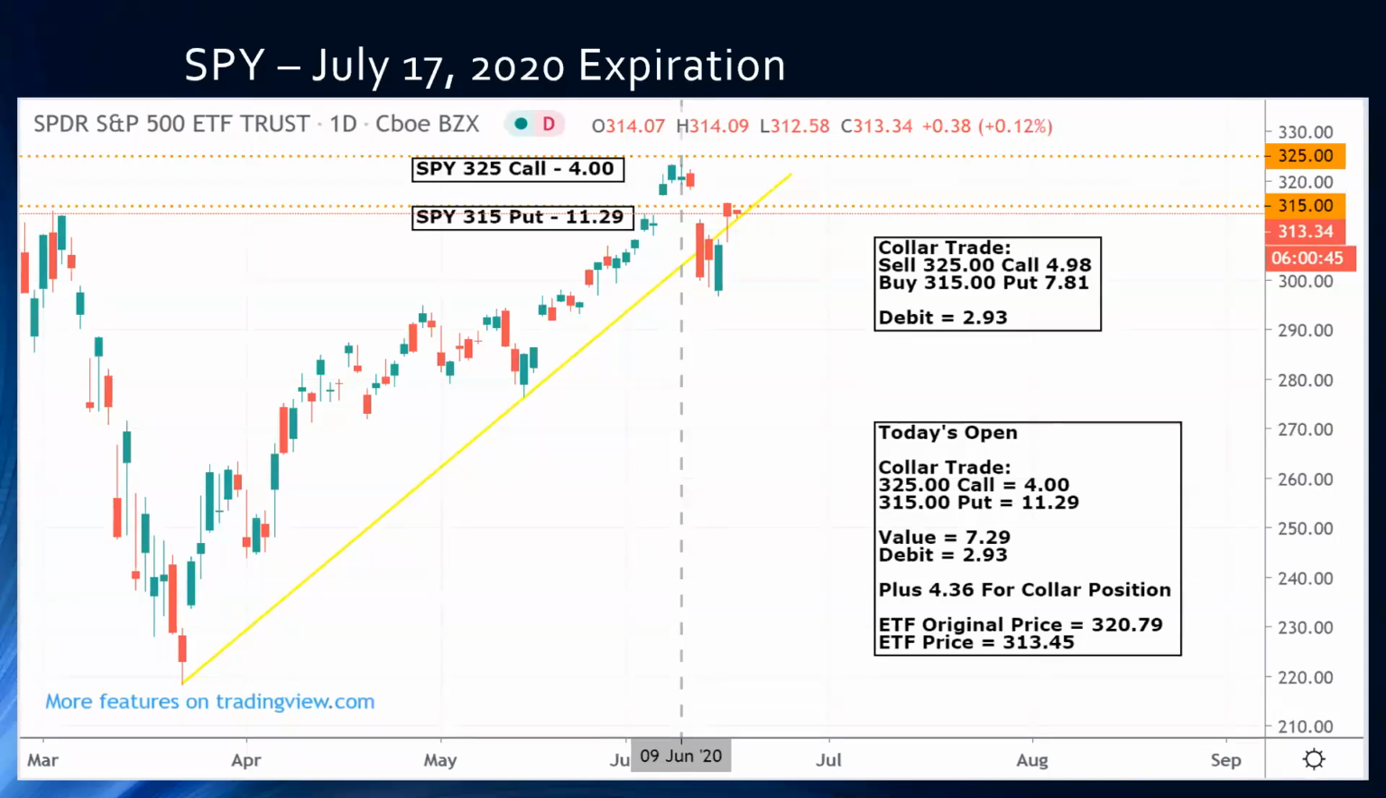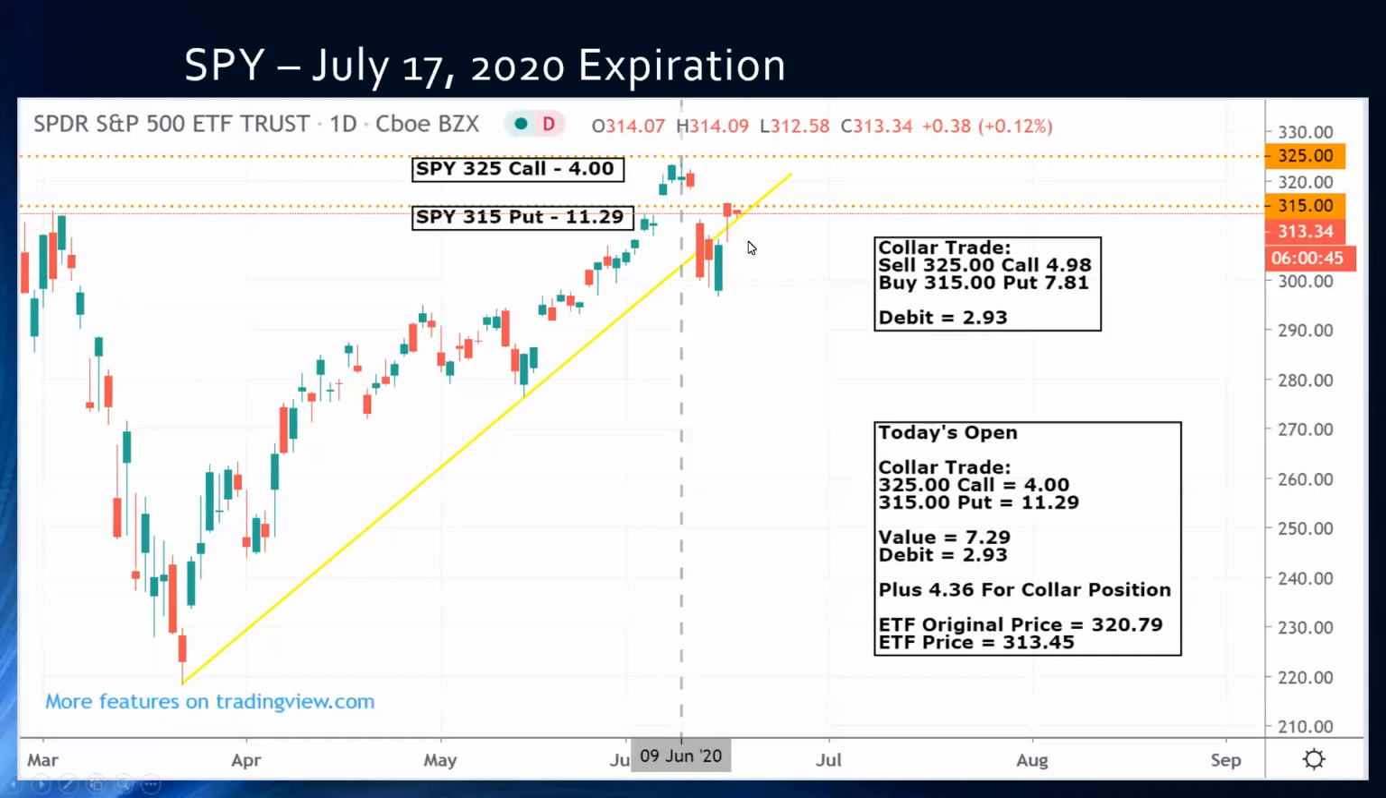So in this particular example, remember we had the Spider 325 call, and the Spider 325 call is now at $4, meaning $400. And the Spider 315 put is now at $11.29, so that's $1,129. Big difference in price, okay? So remember, our original collar trade here was we sold the 325 call at $4.98, so it's basically just under $5. Then you buy the $315 strike price put for $7.81, or $781. The net debit, remember, was $2.93.